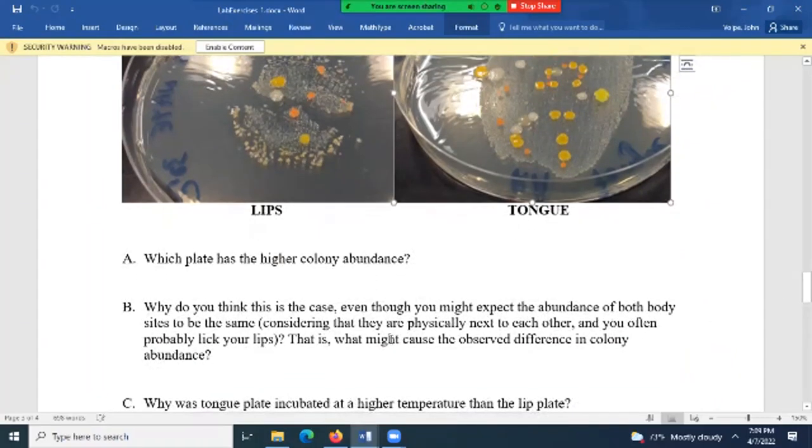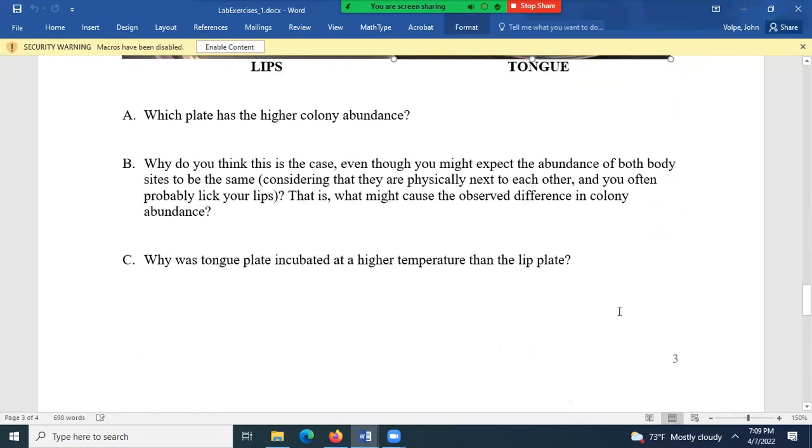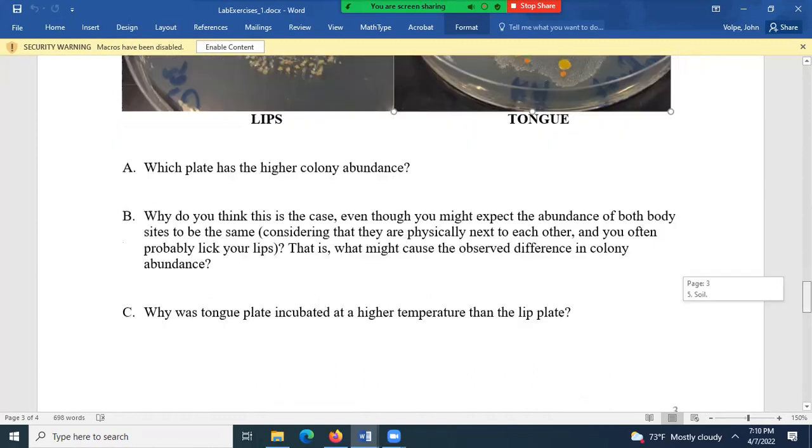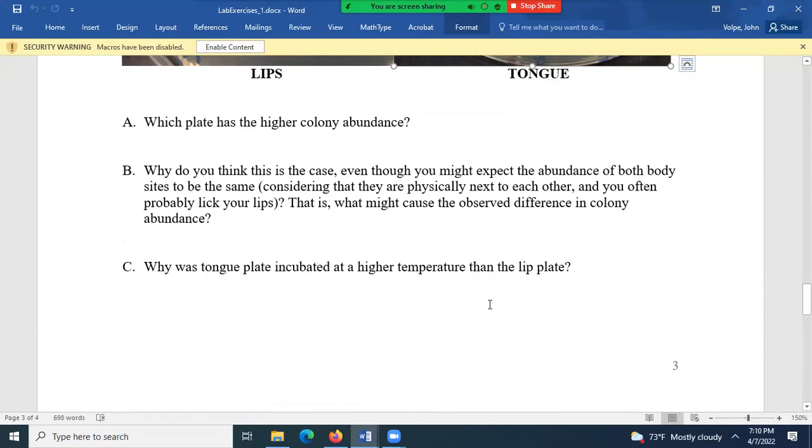Which place has higher colony abundance, the lips or the tongue? Why do you think this is the case? And then it goes through the procedure that we grow the tongue plate at a higher temperature than the lip plate. And why do you think we're doing that? Why is the tongue plate grown at a higher temperature than the lip plate? Answer that question.